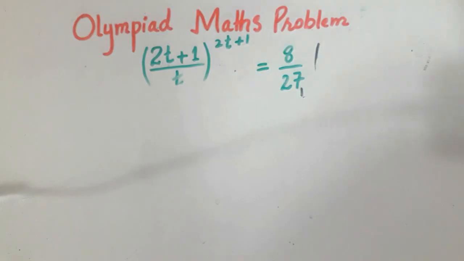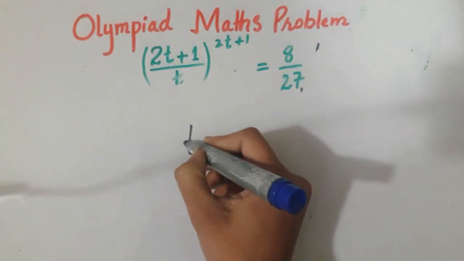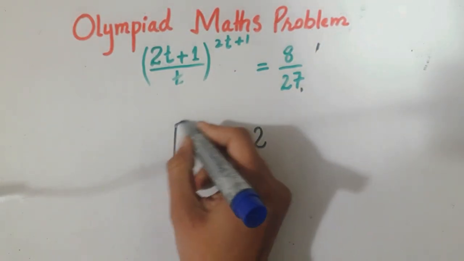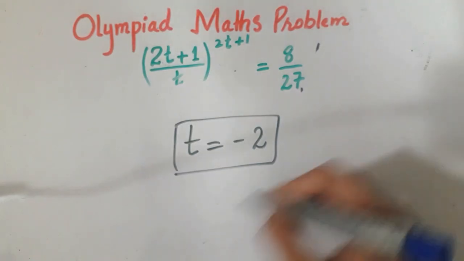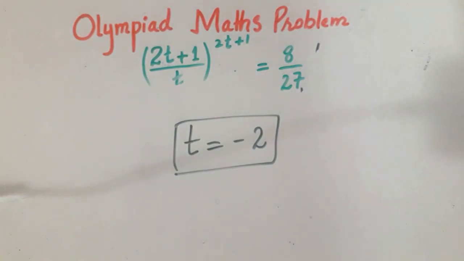We will write the final answer, that t equals -2. So this is the final solution of this problem. This is the final answer.